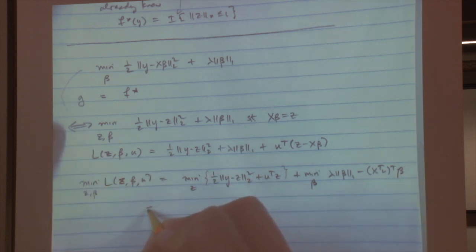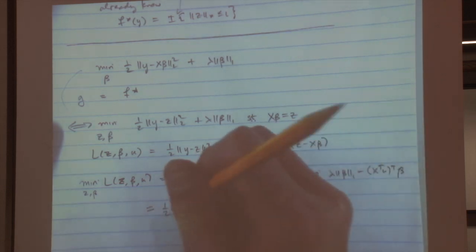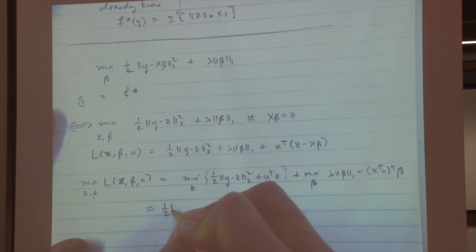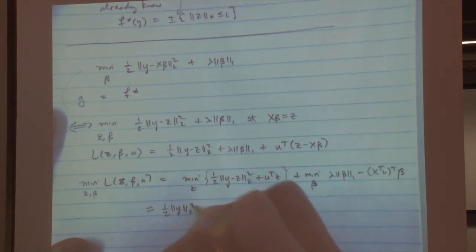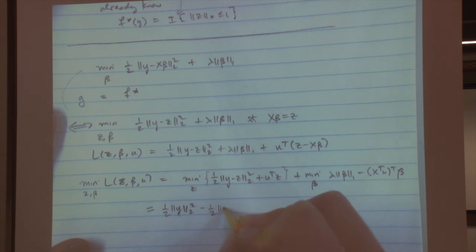And so if I plug that in, then I'm going to get the following, which is 1/2 the norm of, or I guess, no, sorry, it's u minus y. So I get 1/2 the norm of y squared minus 1/2 the norm of y minus u squared.